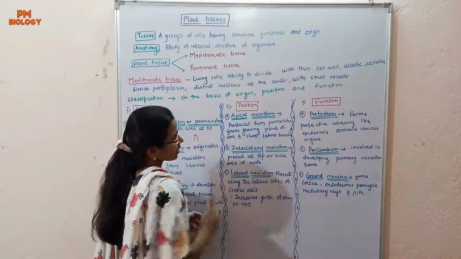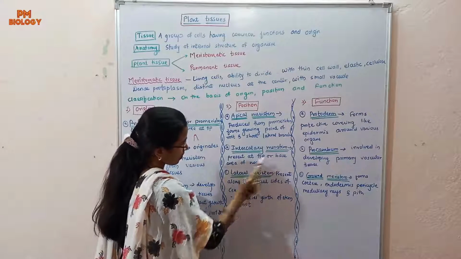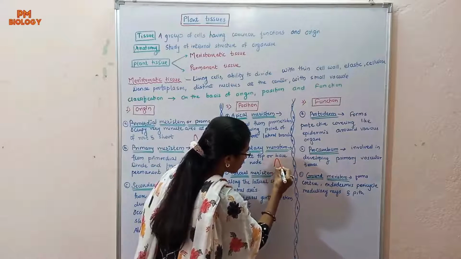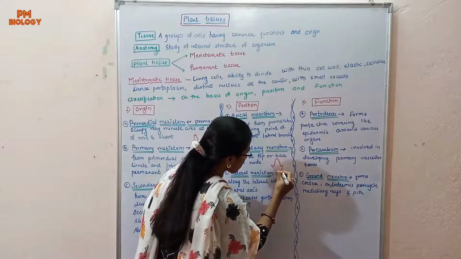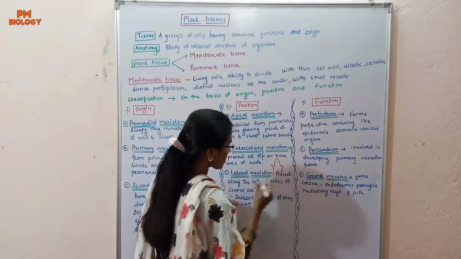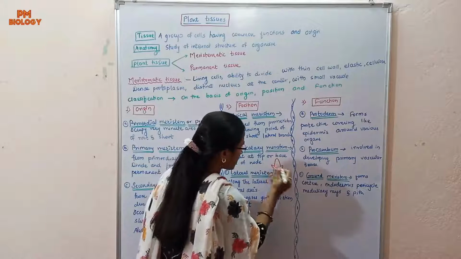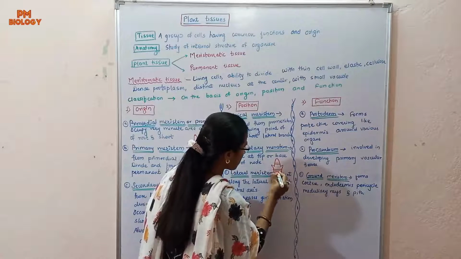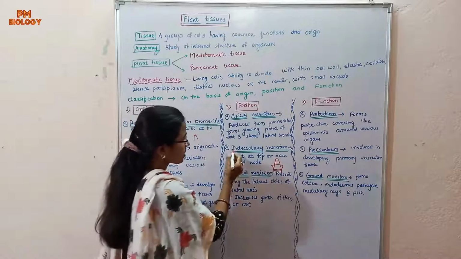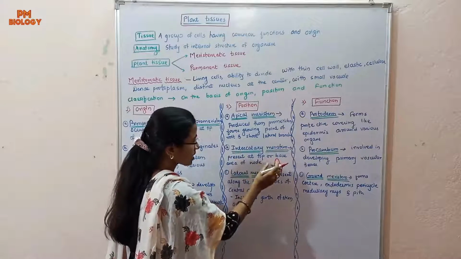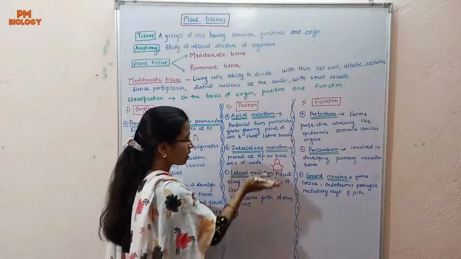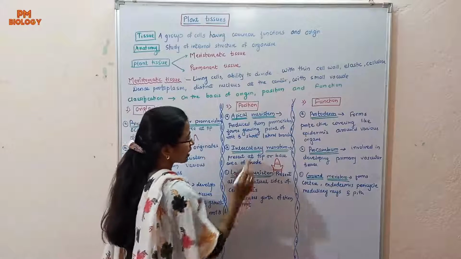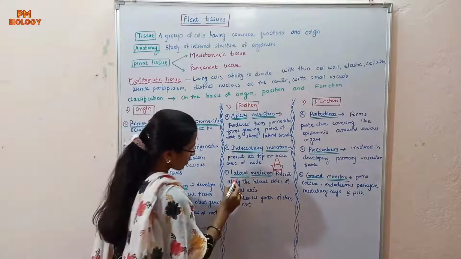Second type is intercalary meristem. They are present at the top or base area of a node. Suppose we take this portion of the plant stem where the nodes are found. Now these are the nodes, and sometimes they are present on the top or they may be present at the base of these nodes. So these are called intercalary meristems. The meristematic tissues found at the top or the base area of these nodes are intercalary meristem. Third type is lateral meristem.